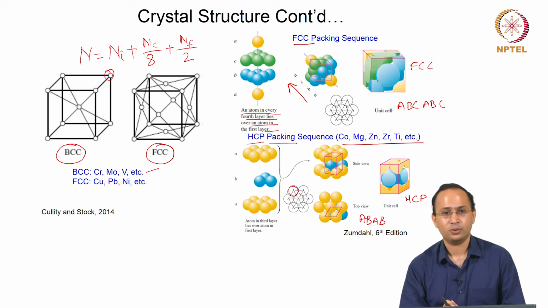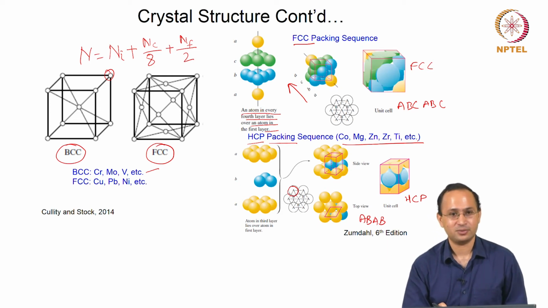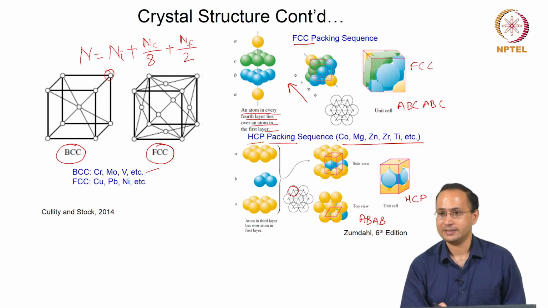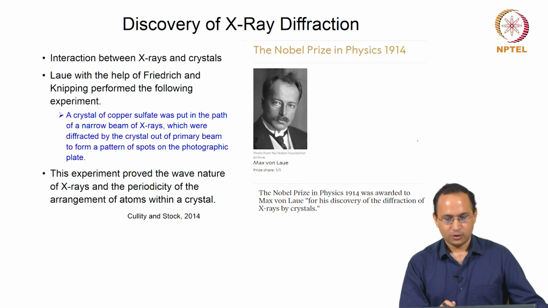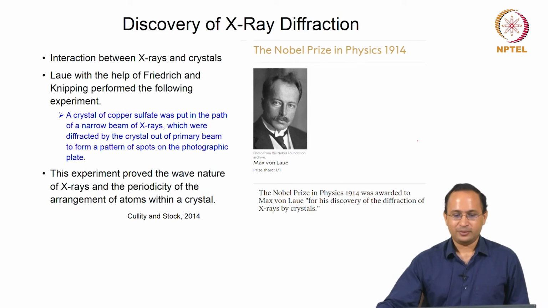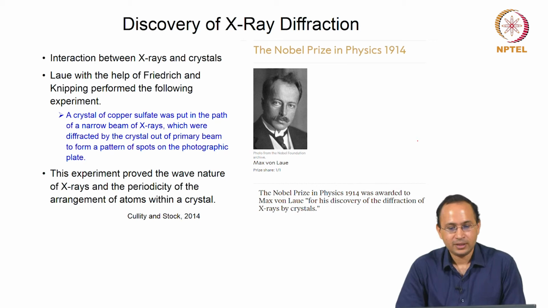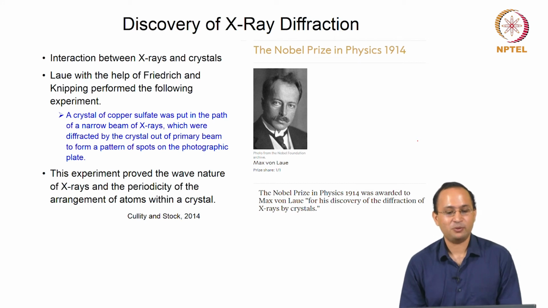Now you know what the different crystal systems are, Bravais lattices, and about the symmetry. Now we will see how we can connect X-rays to crystals, right. So, again a little bit of background. So, the discovery of X-ray diffraction. It is nothing but the interaction between X-rays and crystals, right.